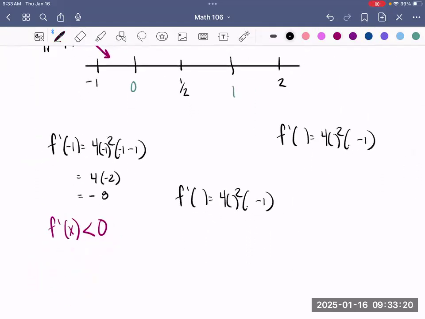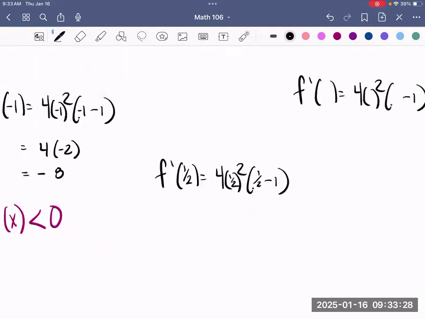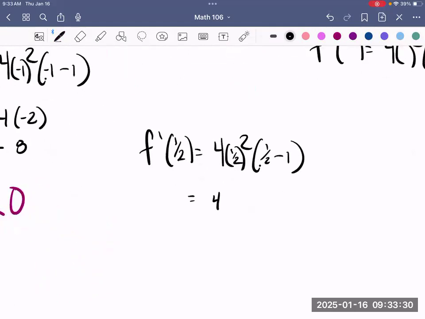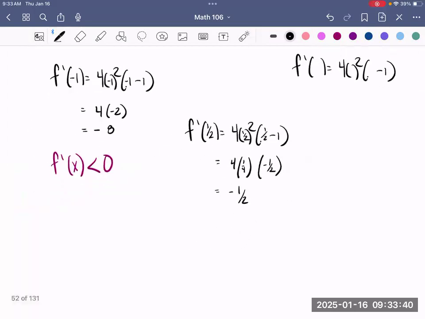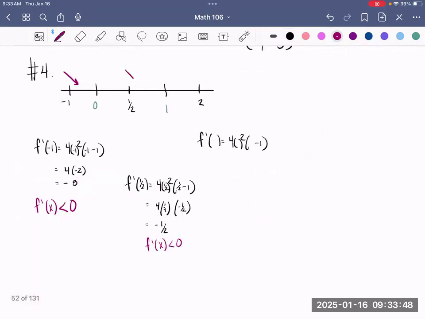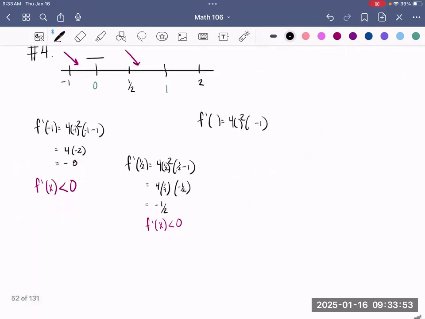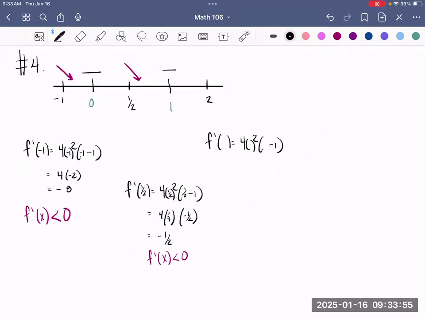Let's do it again with this one over here. So we have 1/2, 1/2, 1/2. So we have 4 times 1/4, and then a -1/2 as a result. So this one is also less than 0, so we're still falling. So we flattened, and then we're still going to continue to fall. And then we're going to flatten.